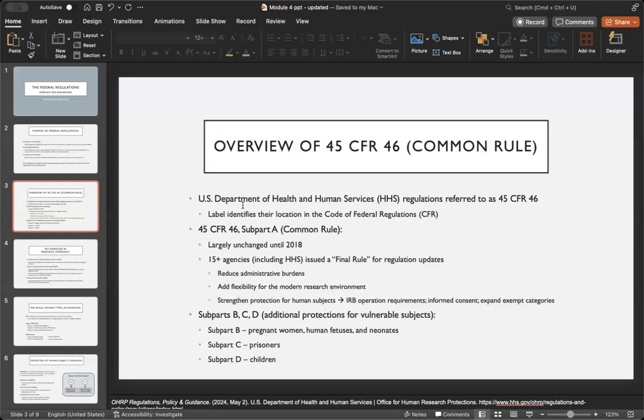So before moving on, we're going to talk about the other three subparts of 45 CFR 46. And these are protections for vulnerable populations specifically. Subpart B is in reference to pregnant women, human fetuses, and neonates. Subpart C, prisoners, and then subpart D, children. These three subparts recognize that certain populations may be more vulnerable to coercion or harm, and therefore require additional safeguards.